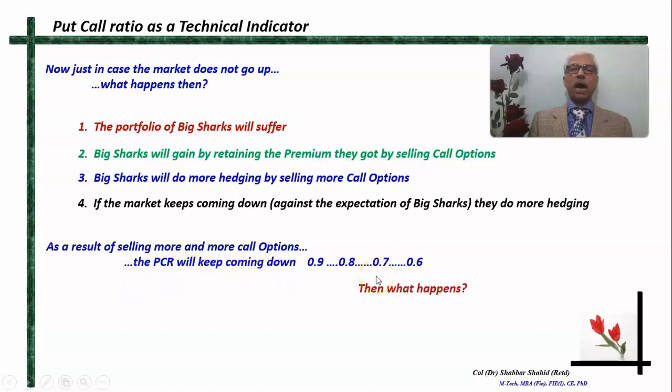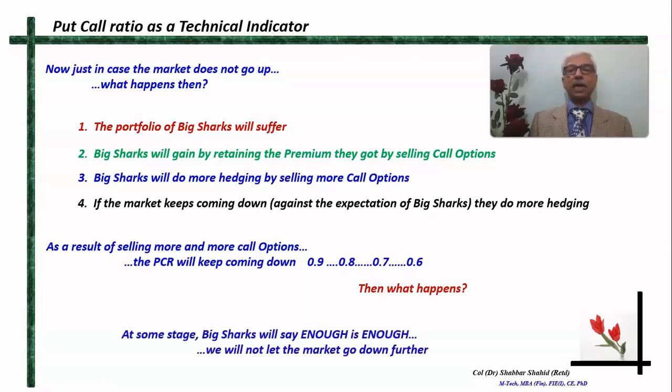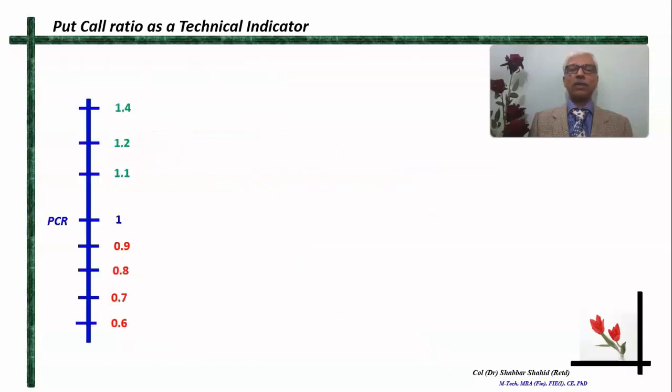Then what happens? How long or how far can the PCR come down? At some stage, the big sharks will say enough is enough. We are fed up now. They will say the market has gone down enough. We cannot afford to let the market go down further. So they will turn back and they will attack. What will they do now? At some stage, they will start squaring up their option positions.